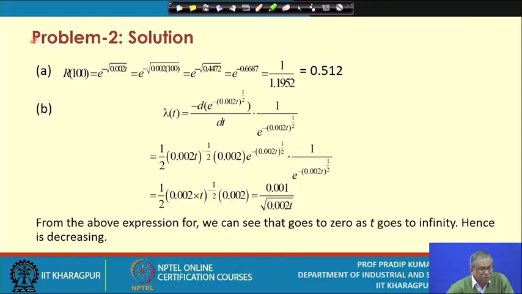So against question number 1, what is the answer? The reliability that it will run for 100 hours is e to the power minus root over 0.002 t. So t is 100, and you get e to the power minus 0.6687. That means it is 0.1512.